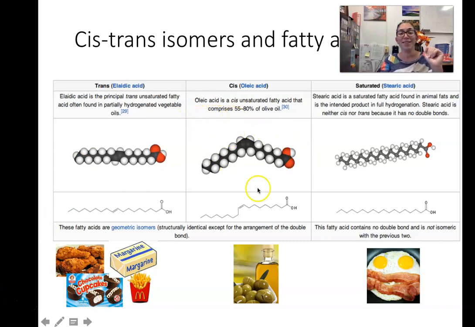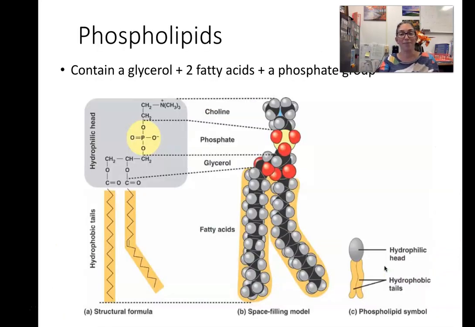The cis fats, or the cis unsaturated fats, are unsaturated fats. These are typically healthy for us, and you can find them in plant oils, like olive oil. And saturated fats are ones that you want to consume in moderation. These are things that you're going to find in animal foods, animal fats. So bacon and eggs would both be sources of saturated fat. So those are the triglycerides.